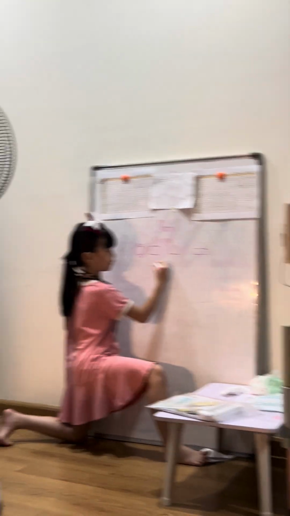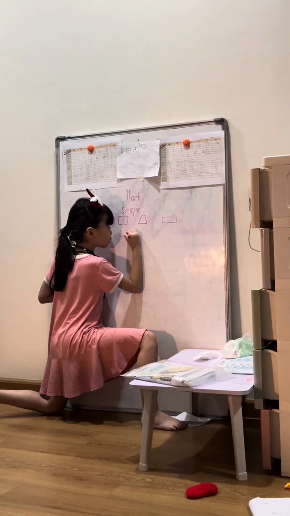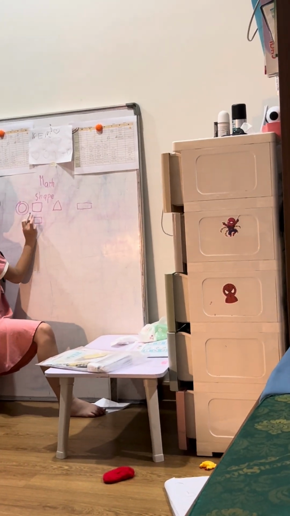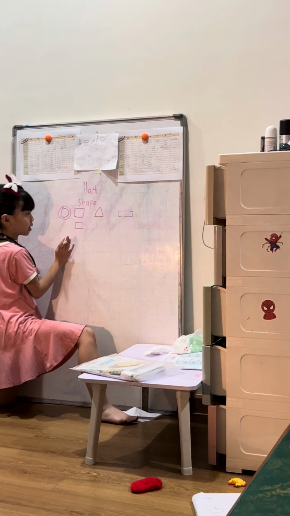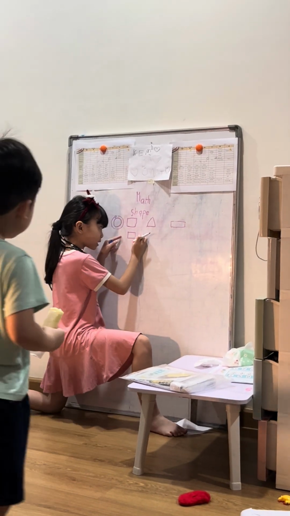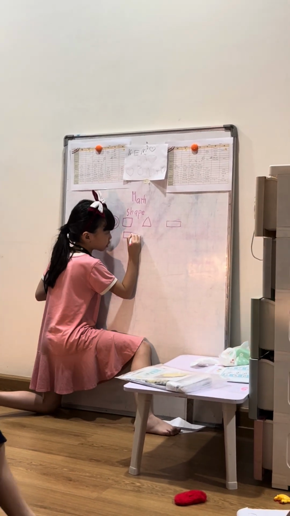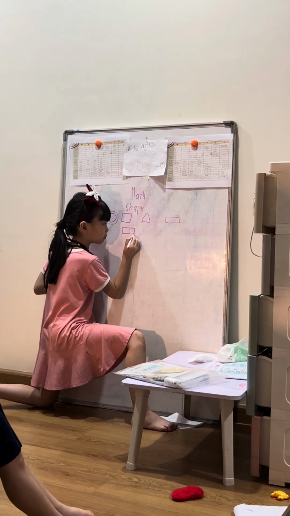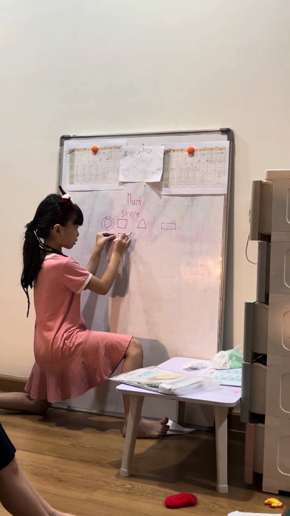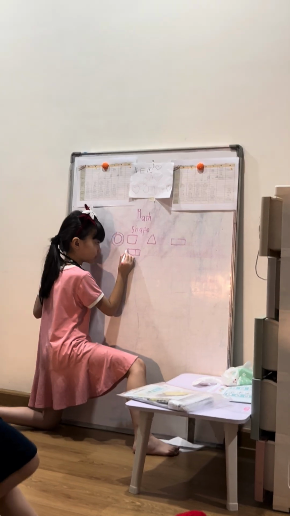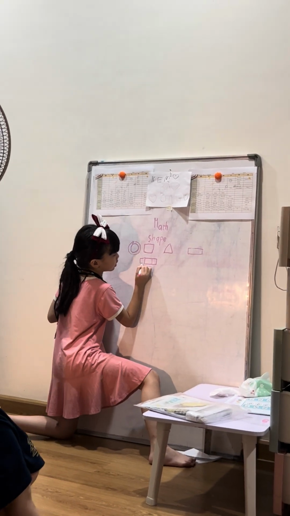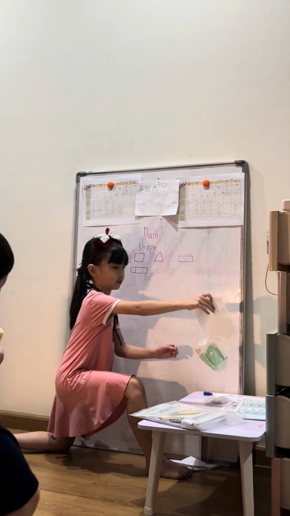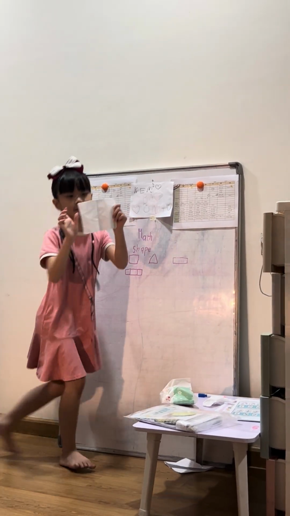We have a square. Like that. This is a square. But if we stretch out the square a bit more, if we have a square and we stretch it out, the square will be like that.